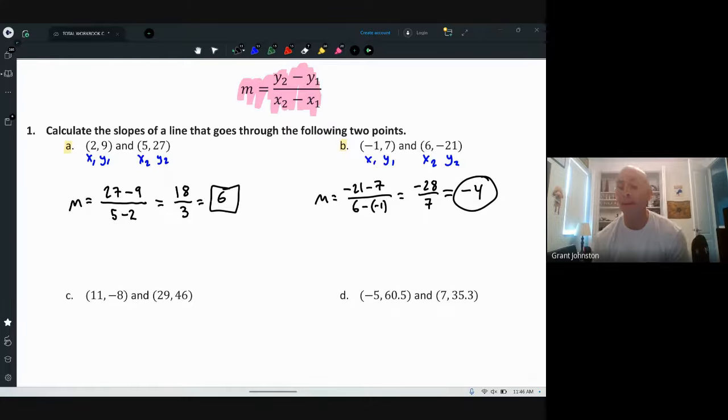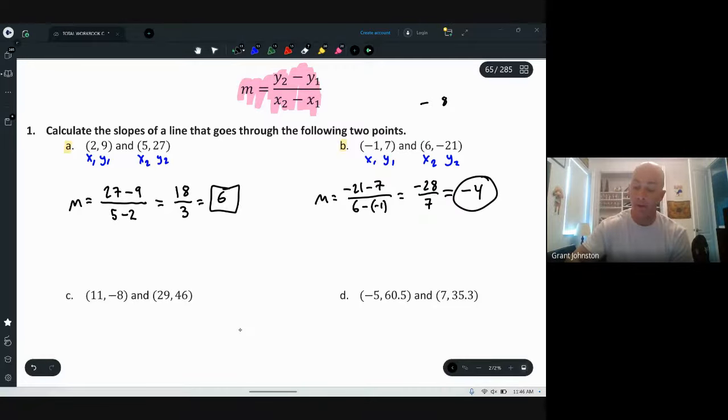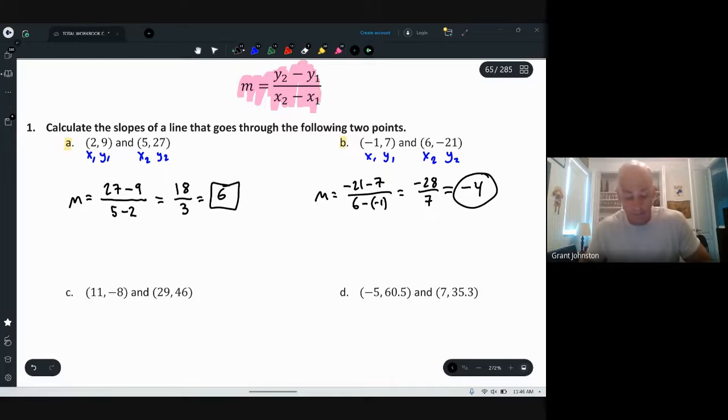And again, rise over run. If I think from here to here, this is going down 28 as our rise. And then our x's, that's going up 7. So negative 28 divided by 7 is negative 4. So if you can't remember the formula, just think, okay, how much is it going up? How much is it going horizontally? That's how you find your slope. Change in y divided by change in x, rise divided by run. Okay, so I'll let you do the rest on there.